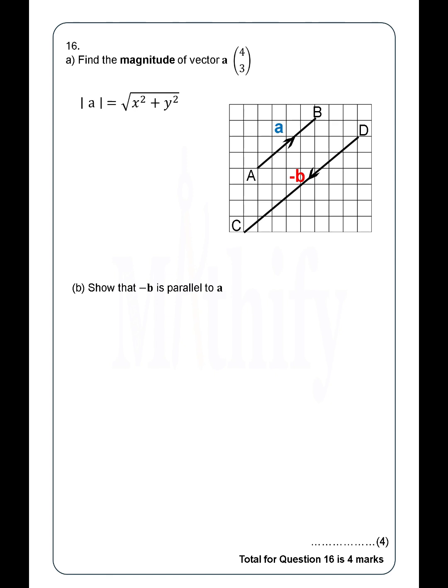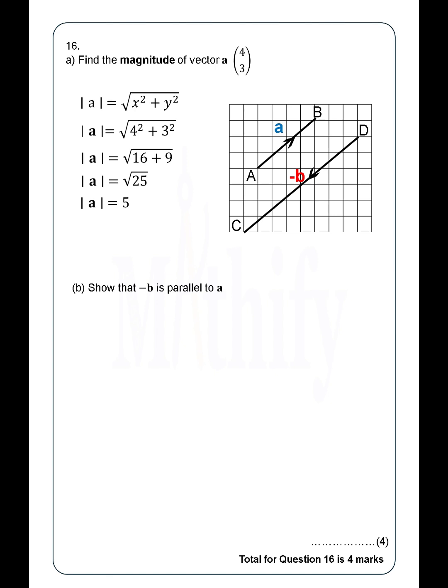We know based on the column vector (4, 3) that 4 represents positive 4 in the x direction and y represents 3. So square root of 4 squared plus 3 squared. Now 4 squared is equal to 16 and 3 squared is equal to 9. So |a| is equal to square root of 16 plus 9. |a| is equal to square root of 25. Now square root of 25 is equal to 5. Therefore, the magnitude of the vector will be 5.